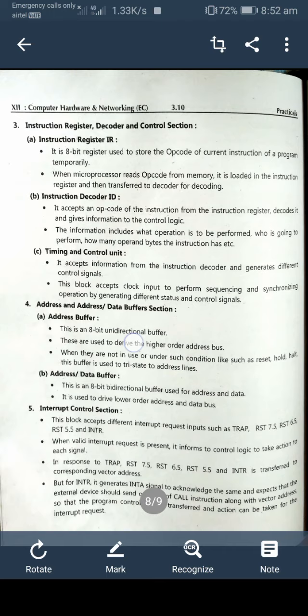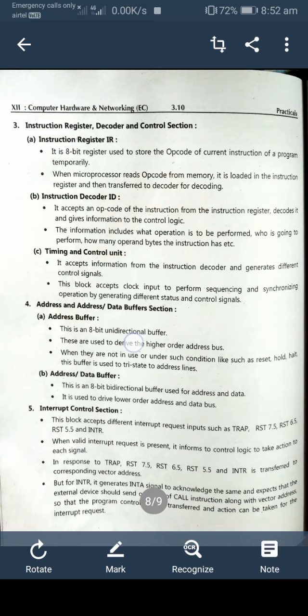Timing and control unit. It accepts information from the instruction decoder and generates different control signals. This block accepts a clock input to perform sequencing and synchronizing operations by generating different status and control signals.